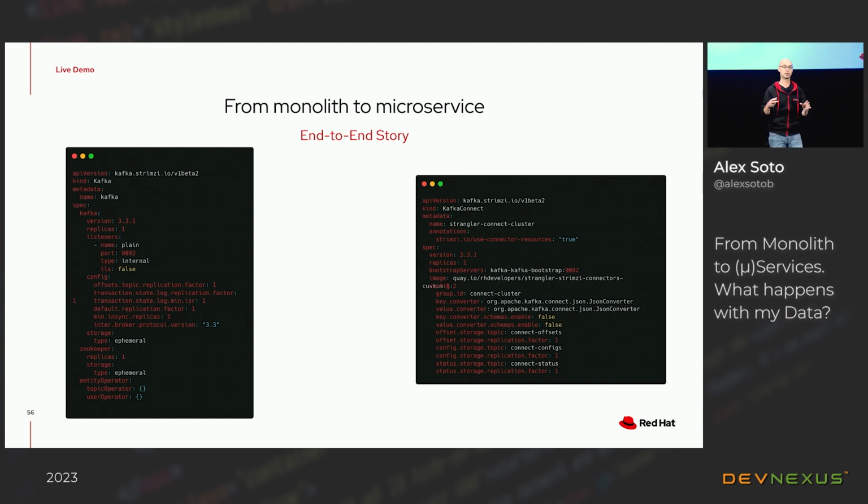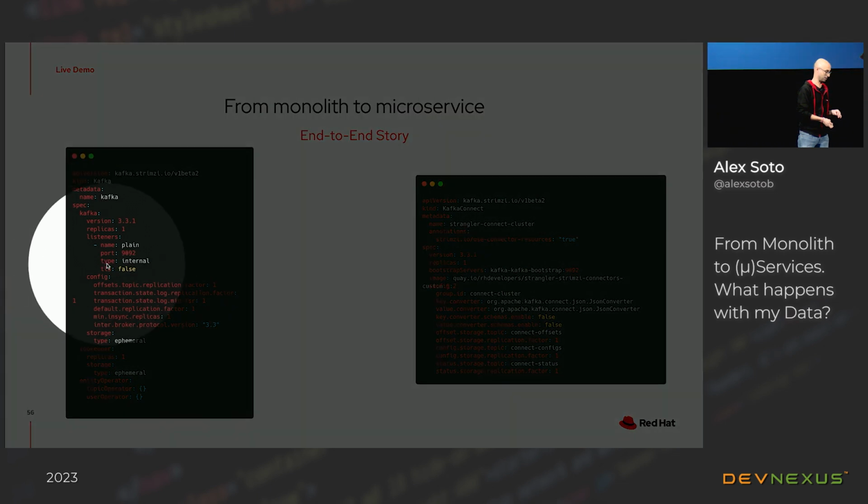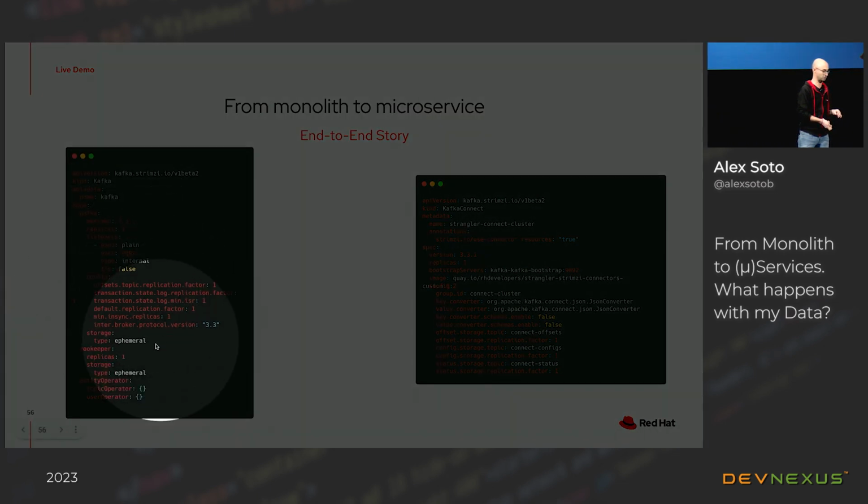So now I can do kubectl apply of a Kafka, and I will get a Kafka cluster, or I can do kubectl get kafka, and I will get all the Kafka clusters that I've installed in that Kubernetes cluster, or kubectl describe kafka, and I will get information about the Kafka cluster. So you manage Kafka as if it were any other Kubernetes resource. You can see here I'm also configuring the port, the replication, and so on.